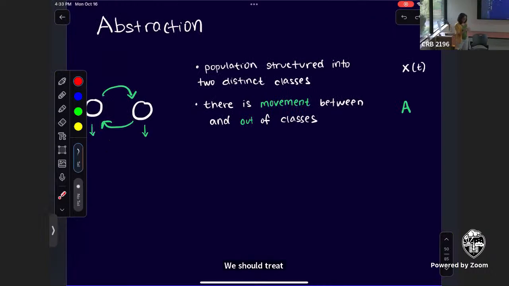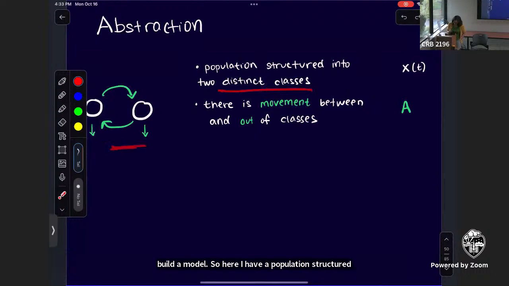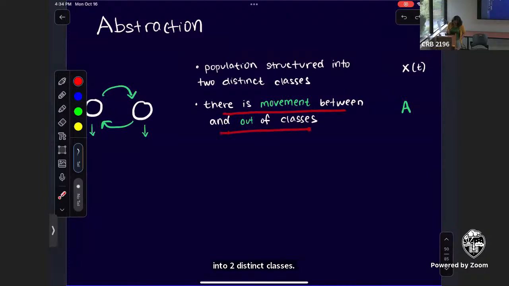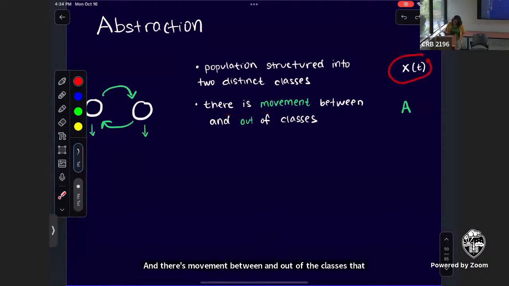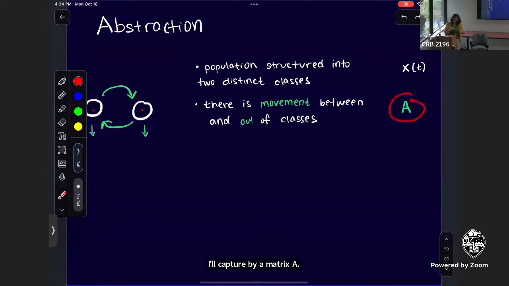So I'll abstract from those 2 specific examples to build a model. Here I have a population structured into 2 distinct classes. And there's movement between and out of the classes that I'll capture by a matrix A. So here are the densities of the 2 classes, and then the matrix A that's describing the movement between and then out of the 2 classes.